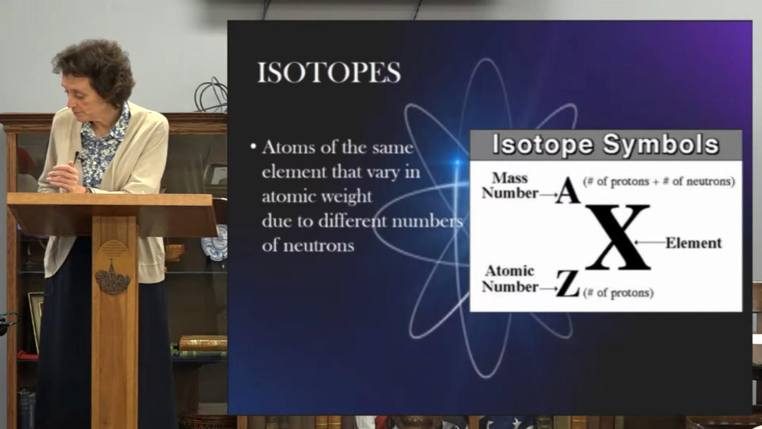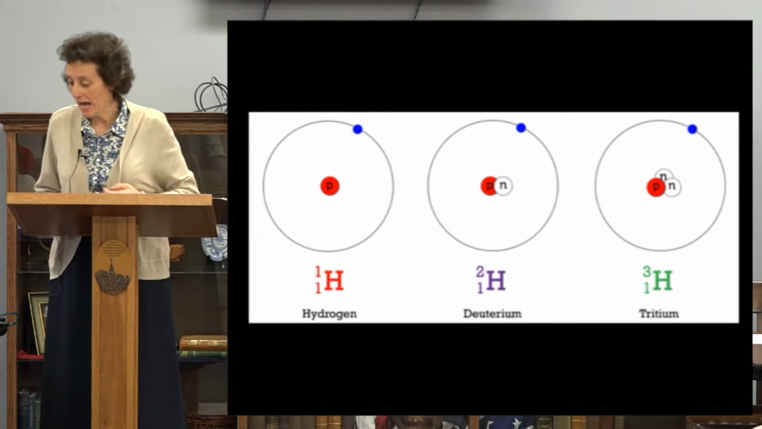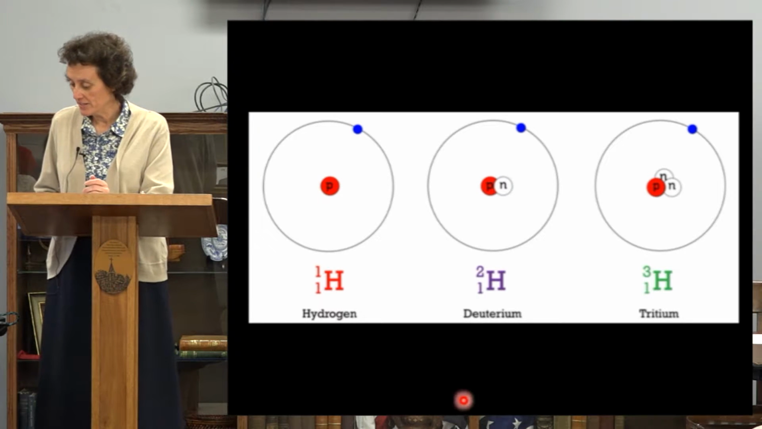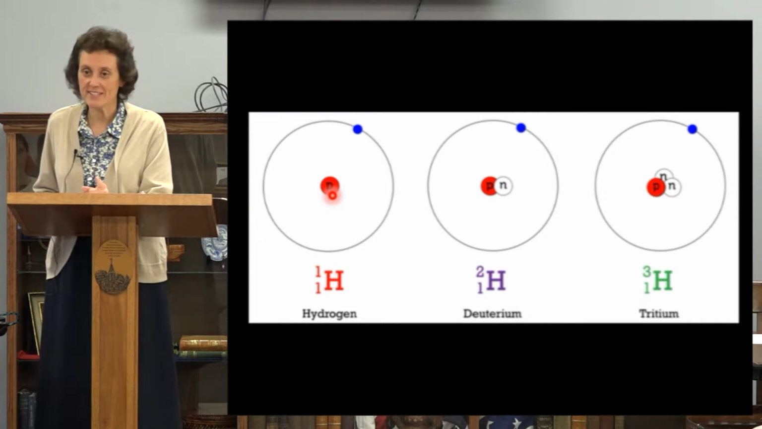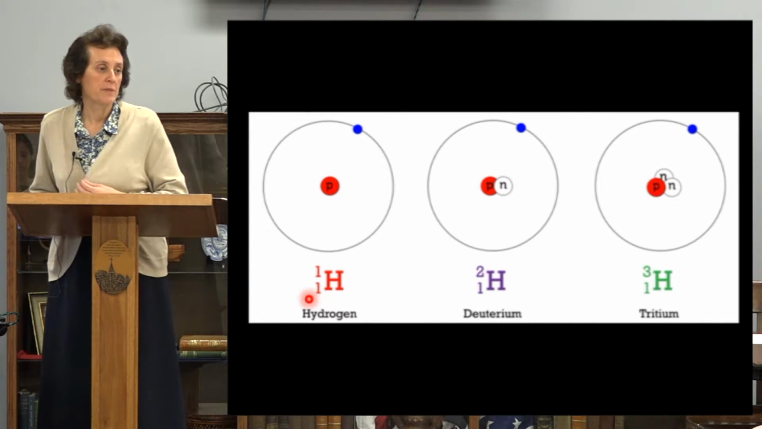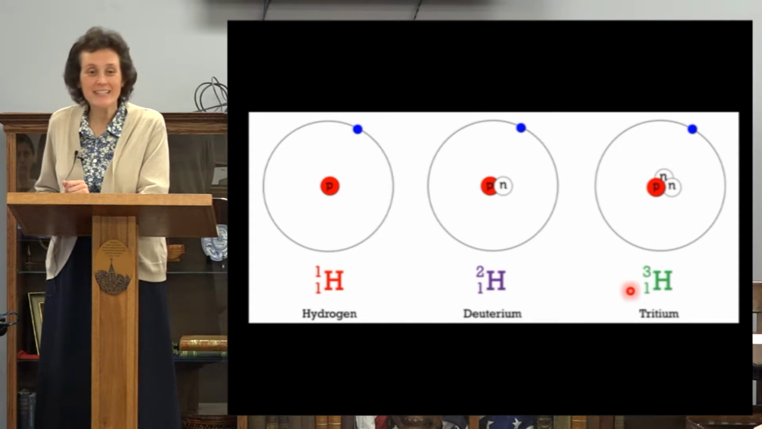Okay, so here's the very simplest element, hydrogen. And you can see its atomic symbol then is H. This is the most common form of hydrogen. It has only one proton, no neutrons. So in this case, the atomic mass number 1 is equal to the atomic number 1 because there's one proton, no neutrons.